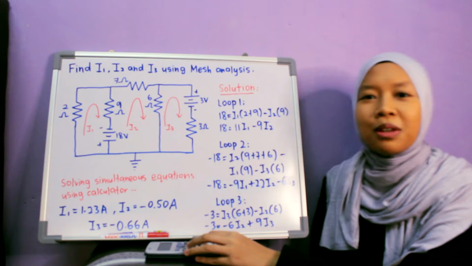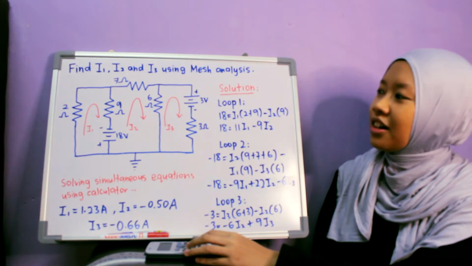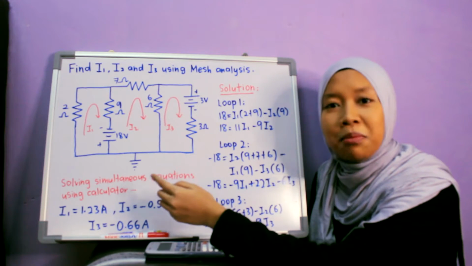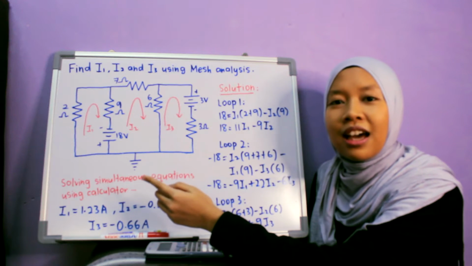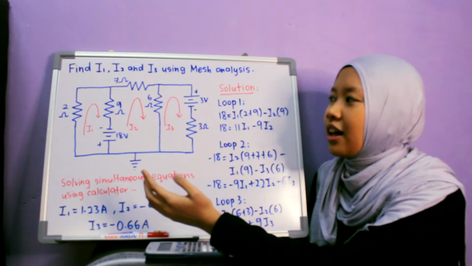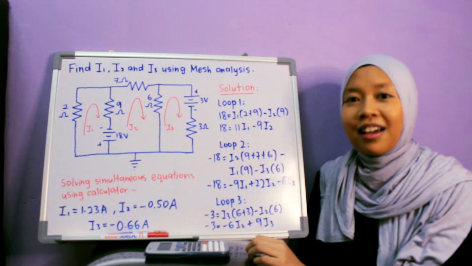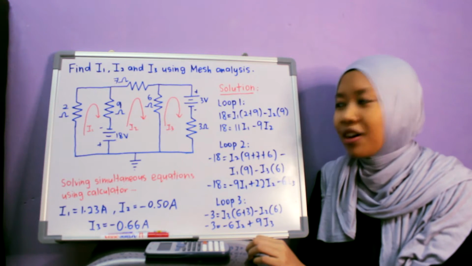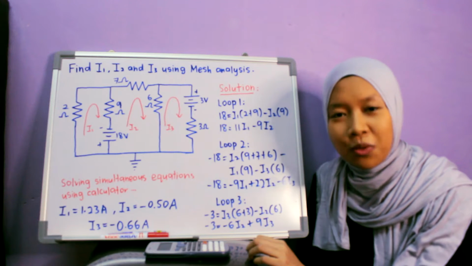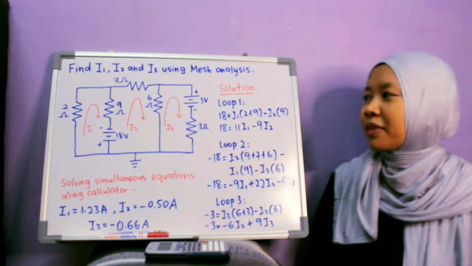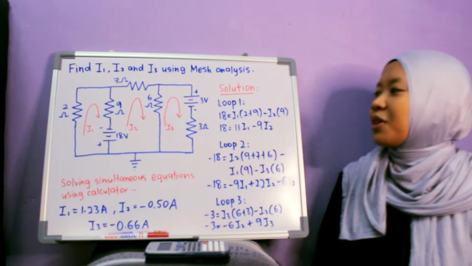So second, we need to assign current directions to each mesh and make sure that each mesh has the same direction. And then third, we need to apply KVL and simplify the KVL. And then fourth, we need to solve simultaneous equations, and then we'll get the answer. Okay, so let's look at our question here.